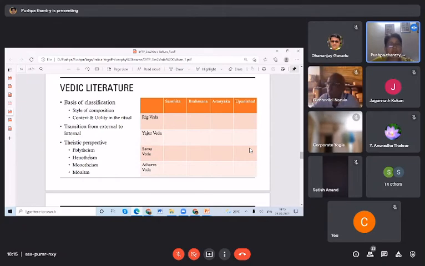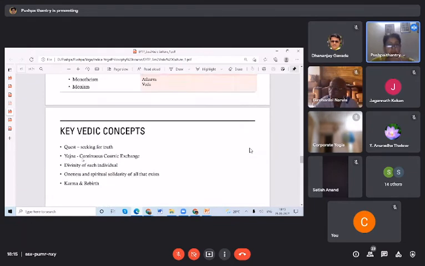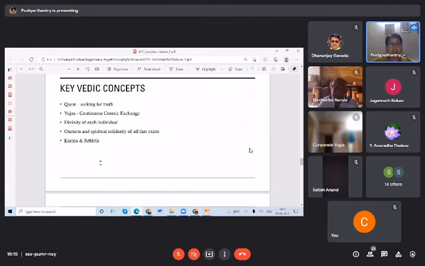And again monotheism, monism, polytheism, henotheism. I am not going into detail of all of this, but generally in the textbook what they mention is monotheism, which means one belief in one God. So one important thing, what is Vedas after all? It is seeking the truth. And it consists of yajna, continuous cosmic exchange, finding the divinity in each one of us, oneness with the spiritual, oneness with the cosmos, and of course the philosophy of karma and rebirth. So these are the key concepts in the Vedas.